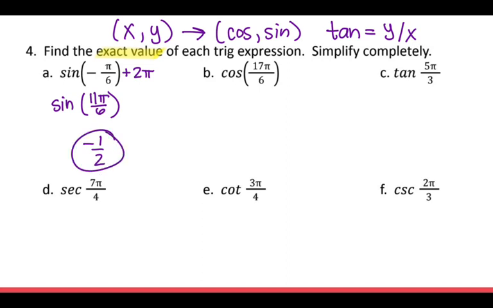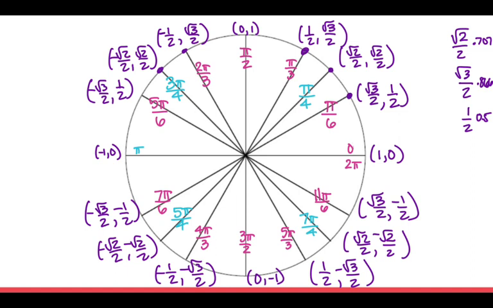Cosine of 17 pi over 6. So again, I need to adjust my angle. I'm going to subtract 2 pi, but this is in sixths. So what I'm really subtracting is 12 pi over 6. And that leaves me with the angle of 5 pi over 6. So I'm going to go back to my unit circle and I'm searching for 5 pi over 6. 5 pi over 6 is over here.